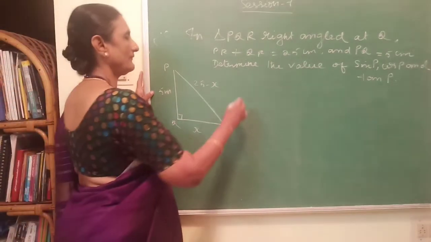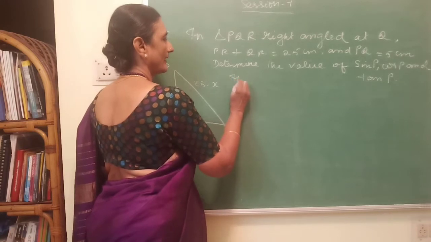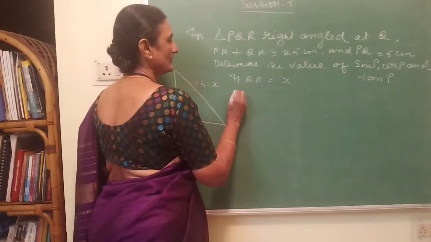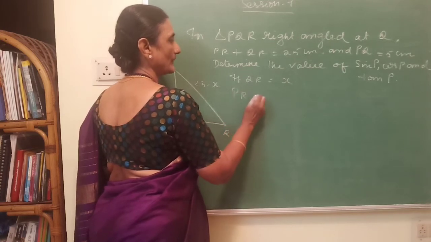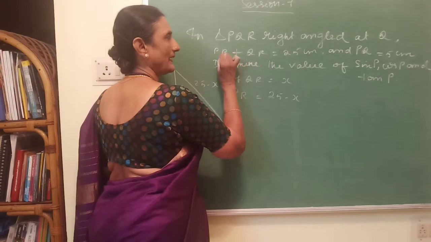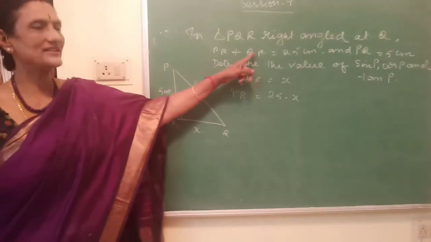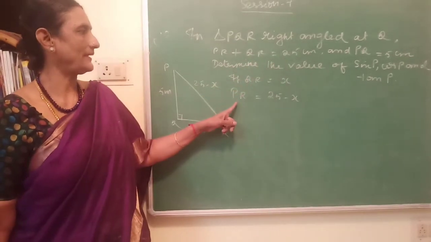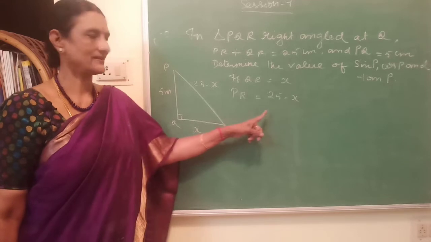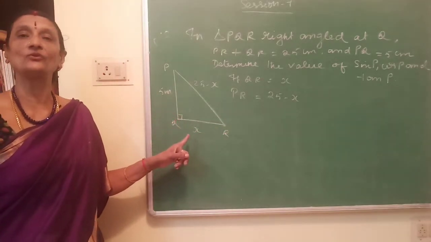Okay. So we'll work out here. If QR is equal to x, then PR is equal to 25 minus x. Why? We are given PR plus QR is equal to 25. Therefore, if QR is given to be x, we get PR is equal to 25 minus x. Are you getting it? Now we have to apply Pythagoras theorem for it because x is an unknown value.